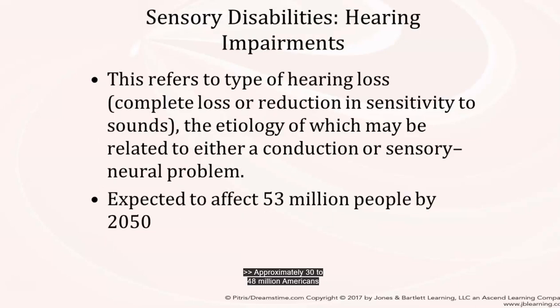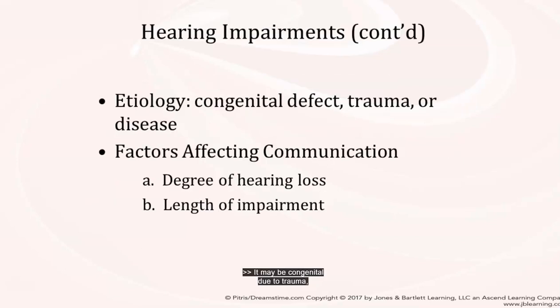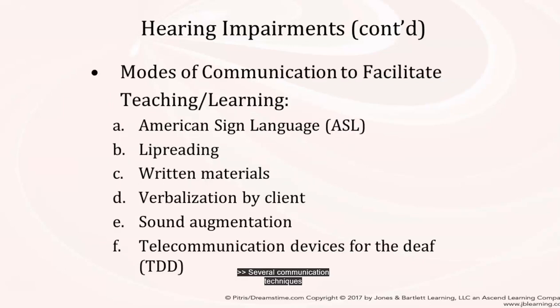Approximately 30 to 48 million Americans have hearing loss in one or both ears, and this is expected to increase to 53 million by 2050. It may be congenital, due to trauma such as loud noises or sounds, or caused by disease or infections. Several communication techniques may aid teaching and learning.